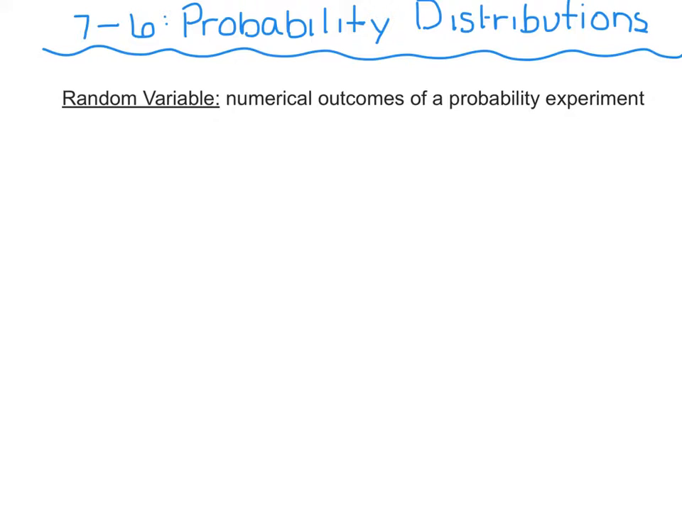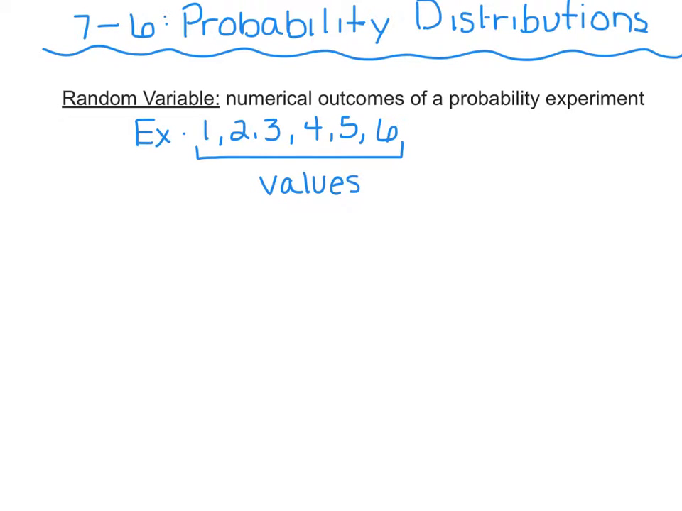Like for example, when you roll a die, just a single die, your possible outcomes are 1, 2, 3, 4, 5, 6. In that particular situation, we could say these are values of the random variable. And you'll see what we're going to do with those in just a minute. So when you do a probability experiment and the outcomes are numerical, you can refer to them as a random variable. And that leads us into what a probability distribution looks like.